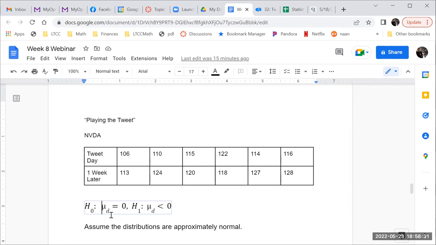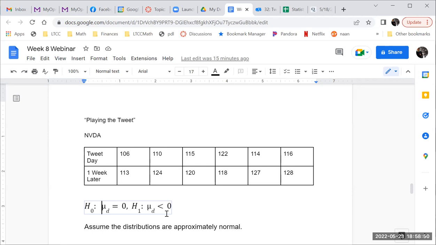This works on all examples. Difference. Is it difference? Oh, okay. Yeah. So it's the mean difference is equal to 0 versus the mean difference is less than 0.